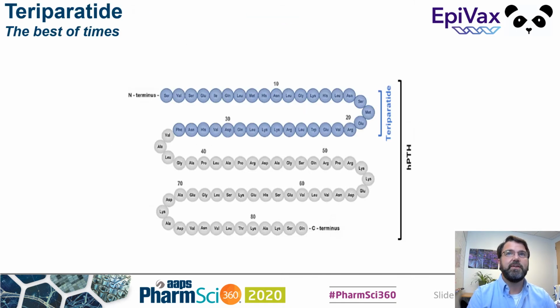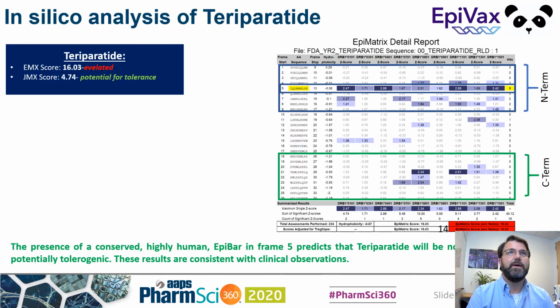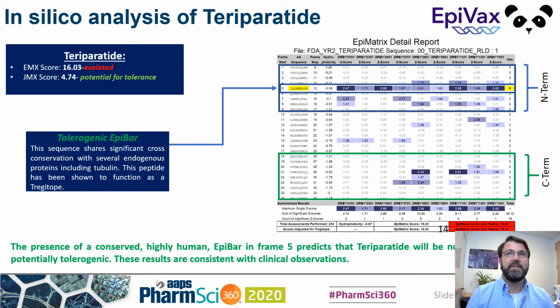Now switching over to teriparatide, which is a different story, we can see here that again we have this epi bar within teriparatide. You'll see that we have an elevated EpiMatrix score compared to that of salmon calcitonin, and that's likely due to the fact that there are just more hits, or predicted T cell epitope content, than there was for salmon calcitonin. This region here in this epi bar, as we mentioned, is likely to be promoting tolerance.